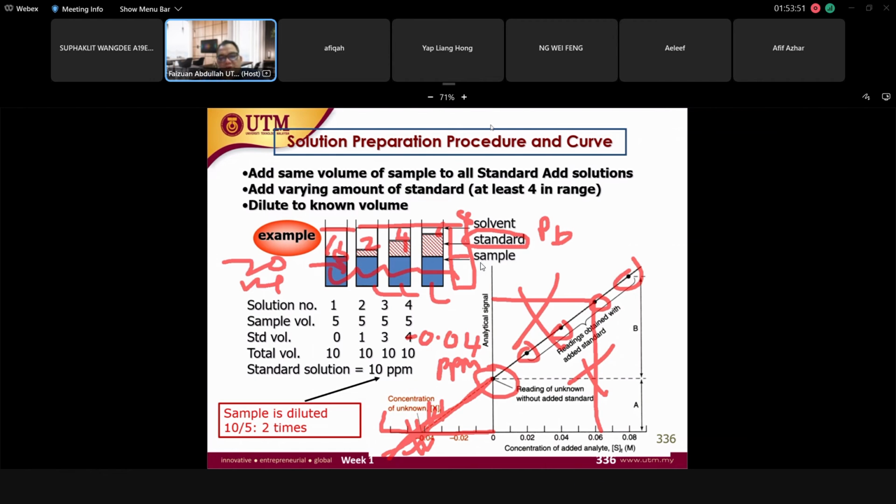We have two types of calibration, right? The normal one, the external calibration, just prepare a series of known concentrations, analyze it, and then run the sample, and then we refer to the plot. But for the standard addition, because we put the sample inside the solution already, just extrapolate and we know the concentration. Easy, right, guys? The standard addition.